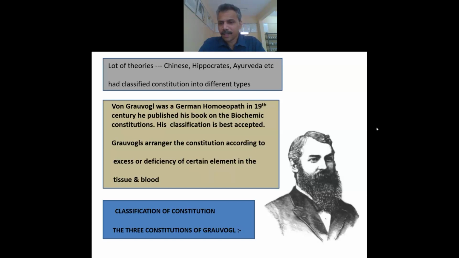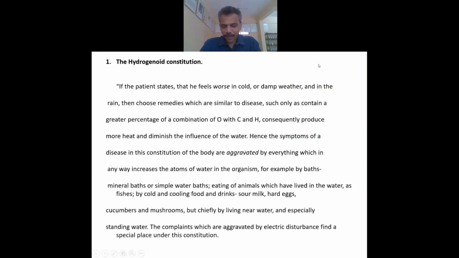So any idea what the constitutions are according to Grogol? Out of interest you would have studied, or your materia medica teacher. Very good. Sana comes up with hydrogenoid. Good. Roshin is talking of carbonitrogenoid. Yes. And one more is oxygenoid. Good. So there are three types according to Grogol. This is what we call Grogol's constitution. The first important one, which we already know something about, is the Hydrogenoid Constitution.